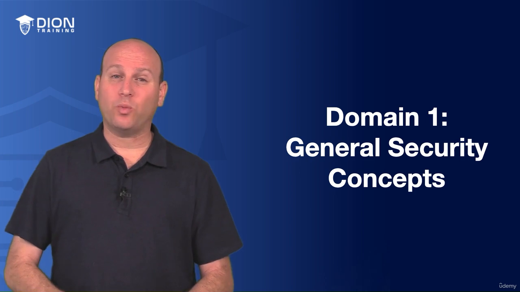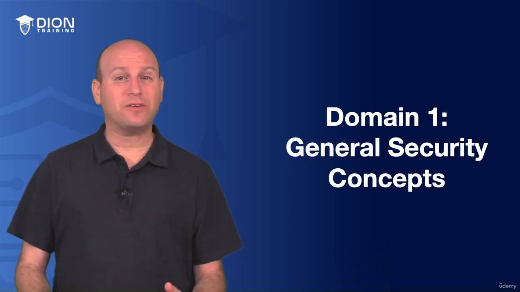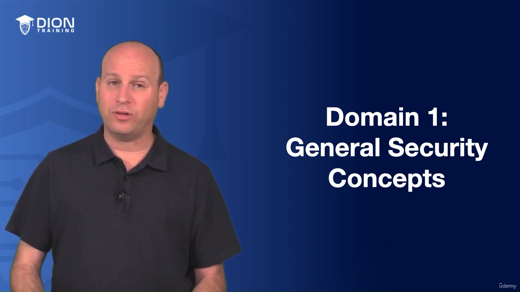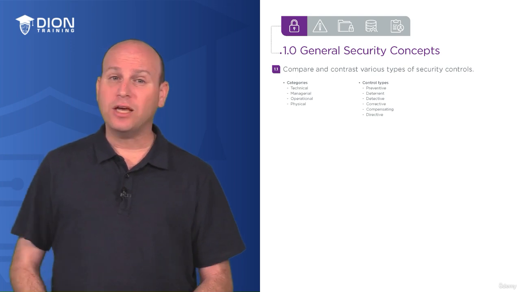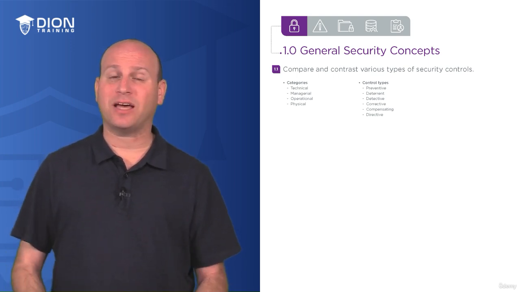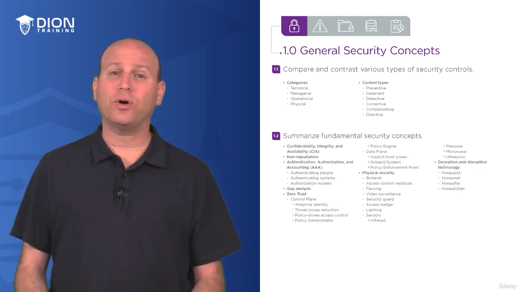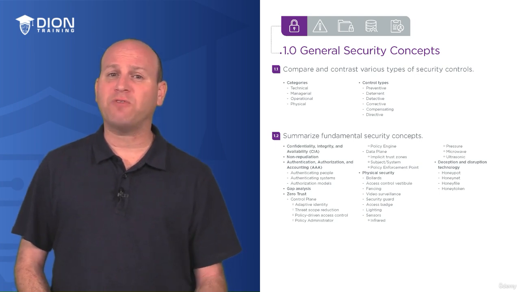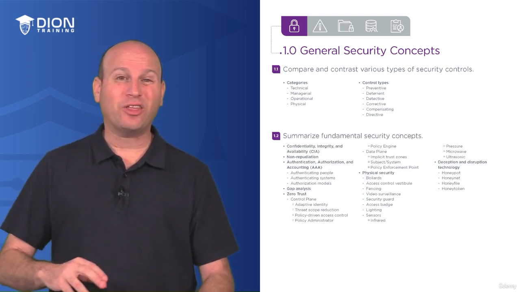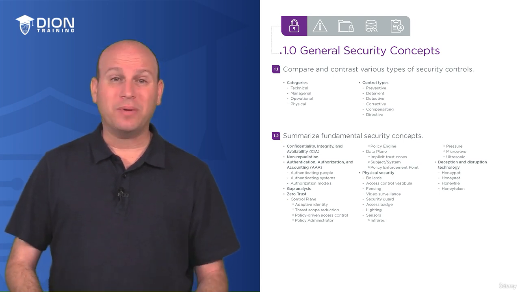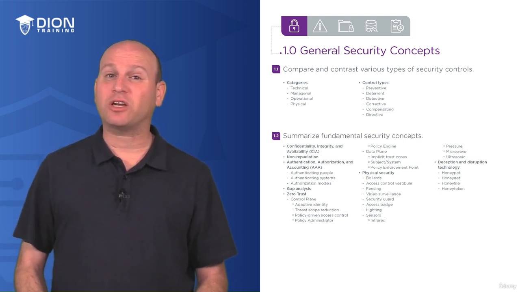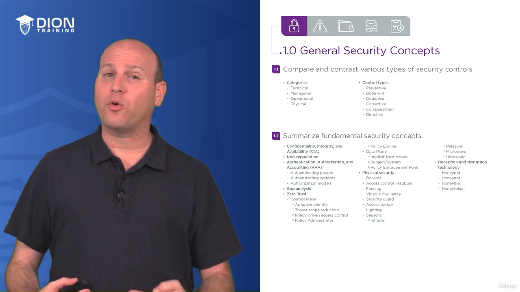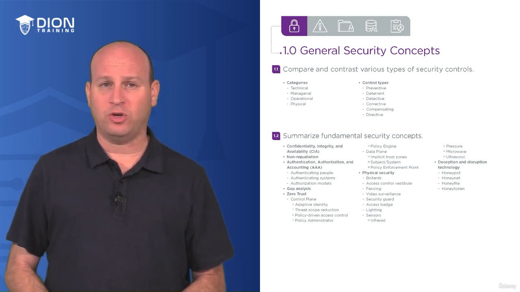Now, in this section, we're going to be focused on Domain 1 and specifically Objectives 1.1 and 1.2. Objective 1.1 states that you must be able to compare and contrast various types of security controls, and Objective 1.2 states that you must be able to summarize fundamental security concepts. And this is what I was talking about when I mentioned that they don't always put the objectives in the right order, because the thing we need to learn first is actually Objective 1.2 before we can cover 1.1, and that's exactly what we're going to do in this section.